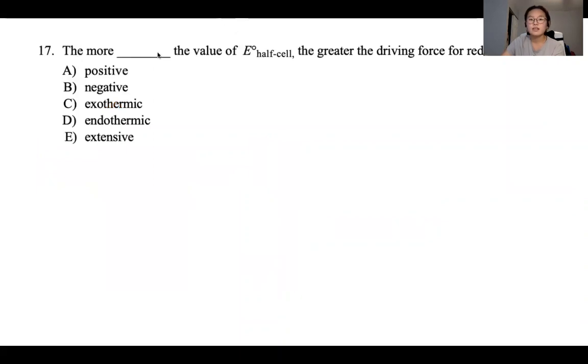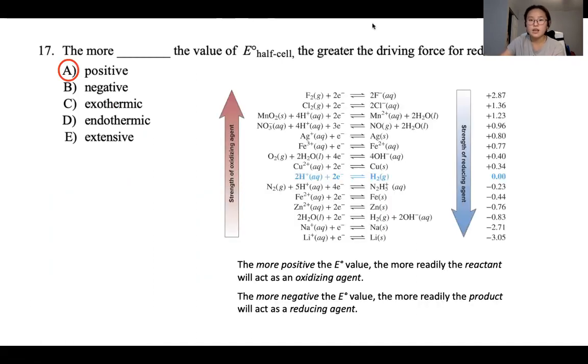The more blank the value of E half cell, the greater the driving force for reduction. The answer is positive because the more positive the E cell value is, the stronger of an oxidizing agent it is. If it's a strong oxidizing agent like F2 and Cl2, they really want to be reduced by gaining that one electron, so they have a greater driving force for reduction.